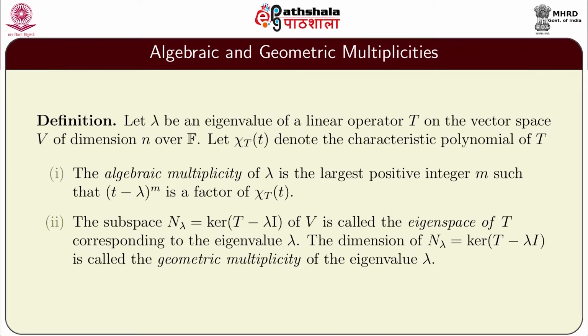Now, the geometric multiplicity. Consider the linear operator T minus lambda I on V and look at its kernel, usually denoted by N lambda. This is what we call the eigenspace of T corresponding to the eigenvalue lambda. Now, N lambda is a subspace of the vector space V, and V is finite dimensional. Therefore, N lambda is also finite dimensional, and the dimension of N lambda is what is called the geometric multiplicity of the eigenvalue lambda.